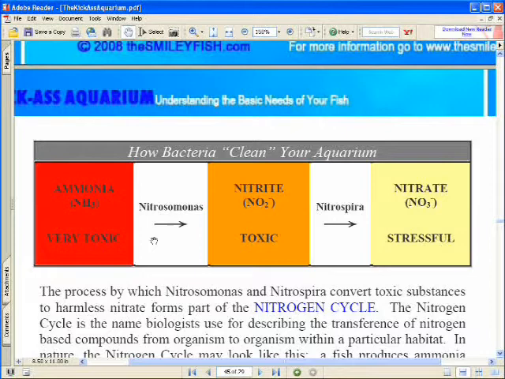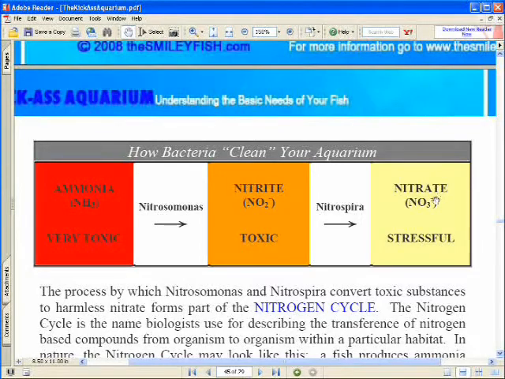So the process begins when the first group of bacteria, the Nitrosomonas, take the ammonia, which is very toxic, and convert it into nitrite, or NO2. This just means nitrite is made up of one nitrogen and two oxygen atoms. Now, nitrite is also toxic, but fortunately the process does not end here. The next group of bacteria, the Nitrospira, are going to go ahead and take the nitrite and convert it into relatively harmless nitrate, or NO3, one nitrogen and three oxygen atoms.